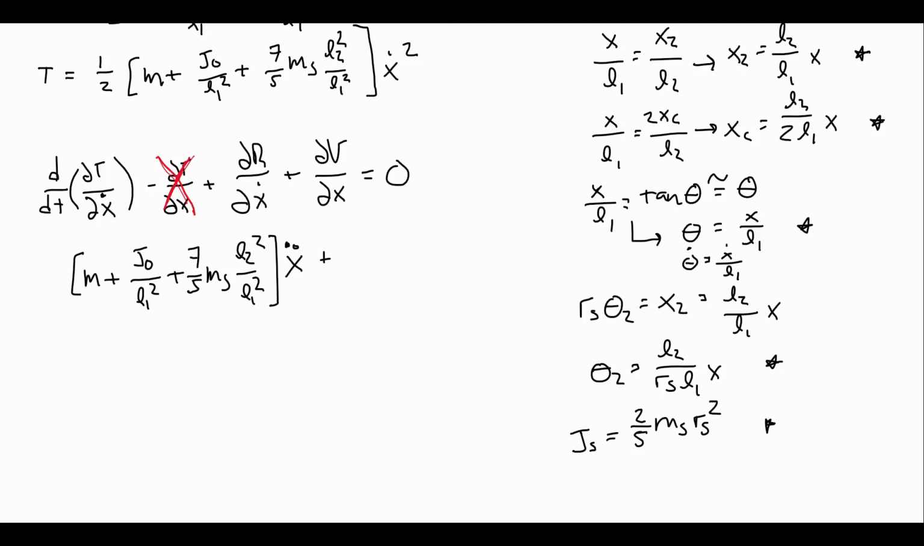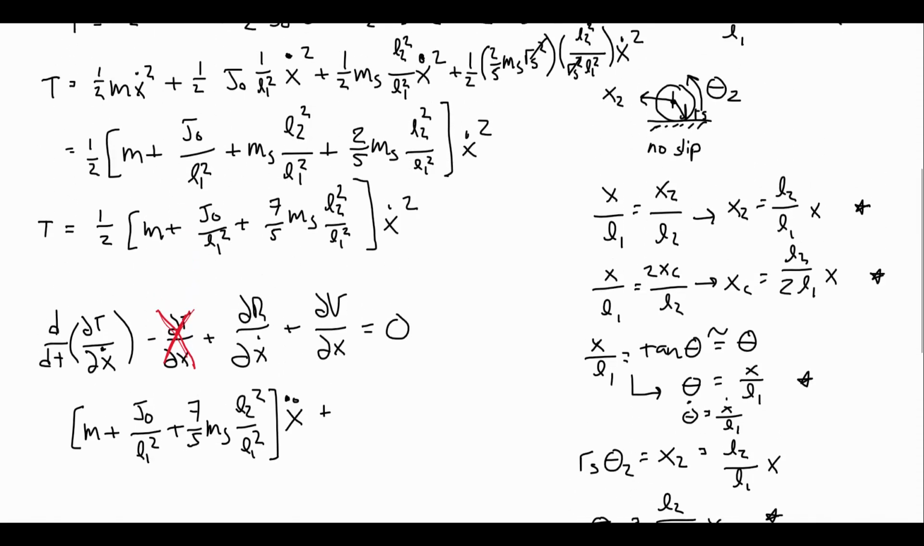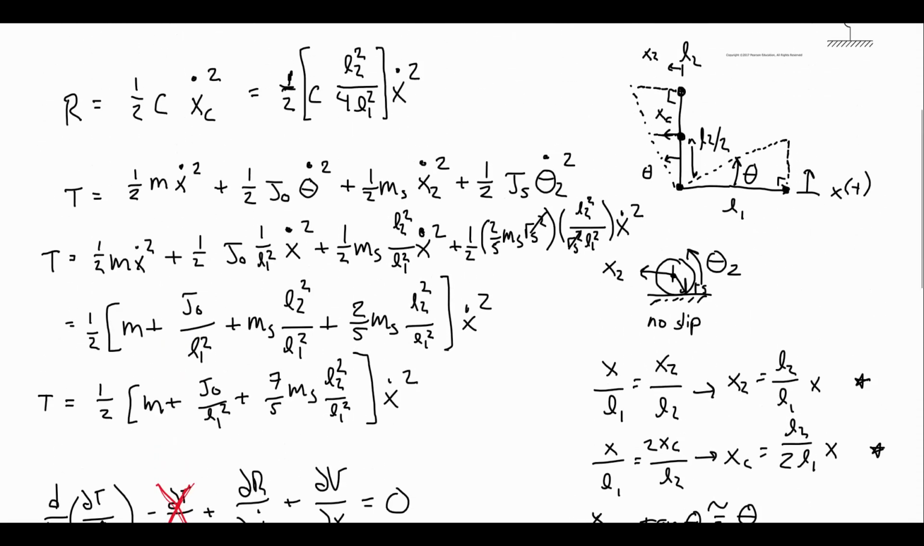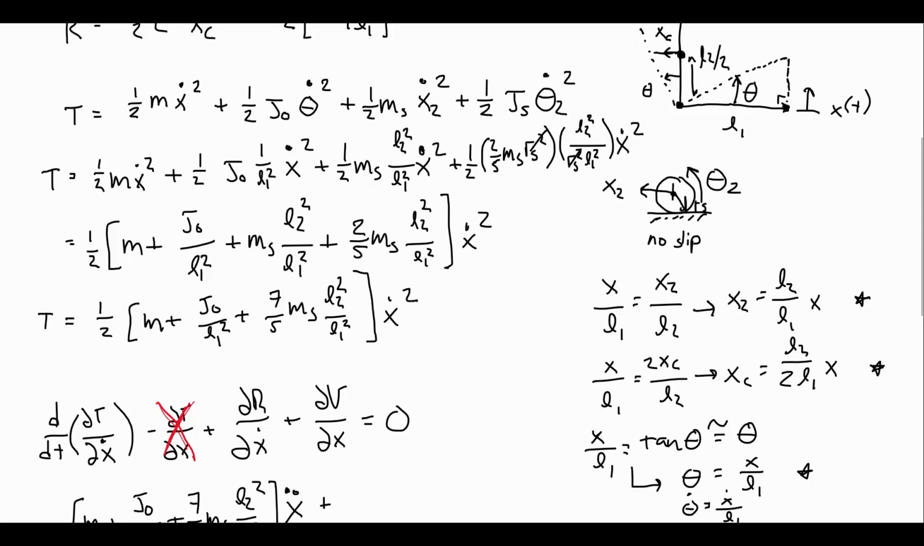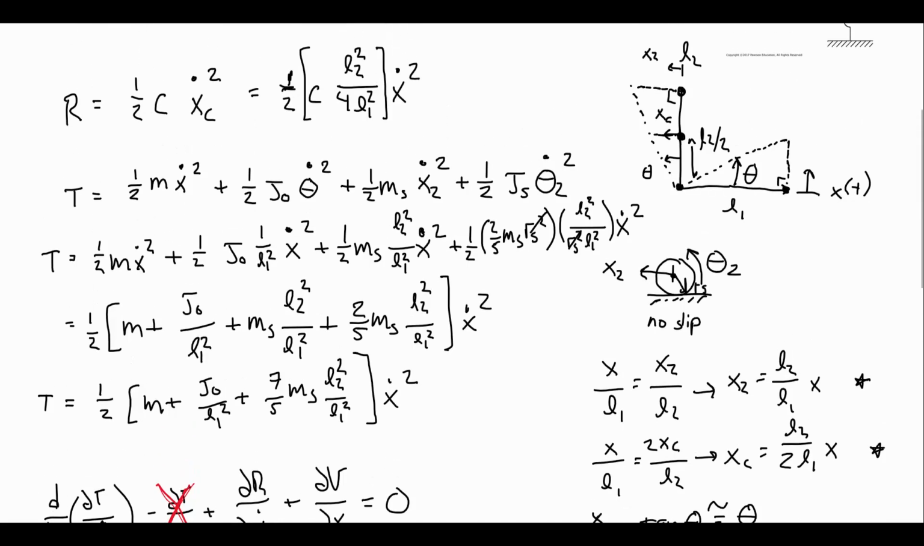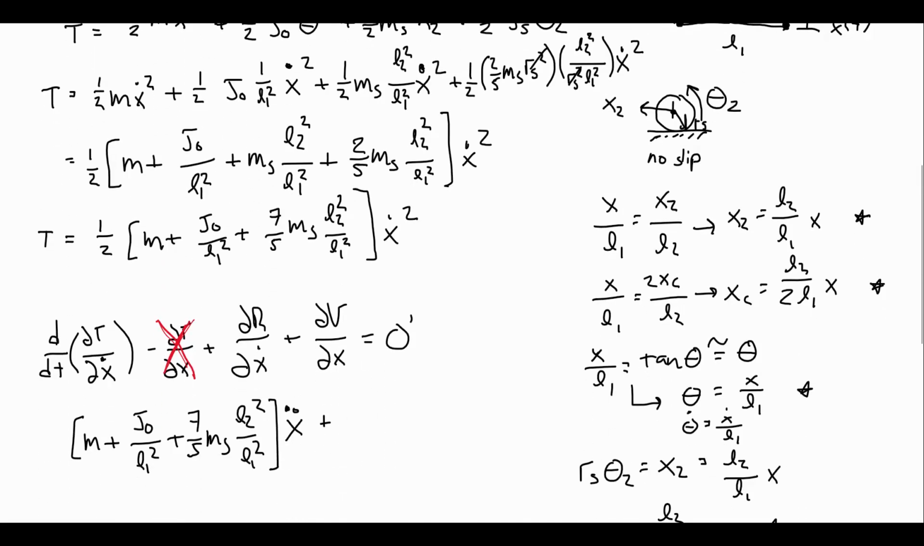Now, del R del x dot. Again, it's already written in a really convenient way. When I differentiate with respect to x dot, it's going to cancel out the 1/2, and x dot squared goes to x dot. So what I'll have left is just the stuff on the inside here. So I'll be left with this c L2 squared over 4 L1 squared x dot. Oh, and just as a reminder, it's 0 on the right-hand side here because this is an autonomous system. There is no forcing involved, so the F is just going to be 0.